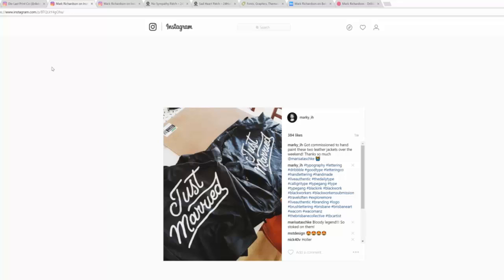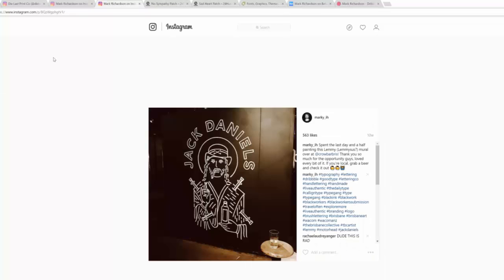Another way that I make money is doing commission paintings. So I painted these two leather jackets last week for a wedding gift, which is cool. I've also recently started learning and doing murals. So I did this one over at Crowbar here in Brisbane. And I've got a couple of other murals in the pipeline as well.